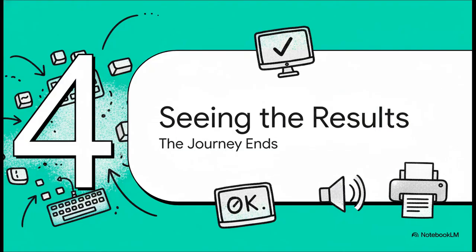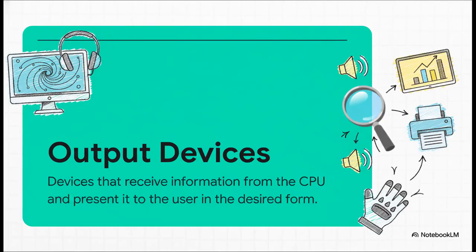All right, our key press has been received, it's been processed by the brain, and it's been stored. The computer has officially done its thinking. But so what? How do we actually see what it did? This brings us to the final step of the journey. And that is the job of output devices. I mean, all that processing is totally useless if we can't see or hear the result, right?